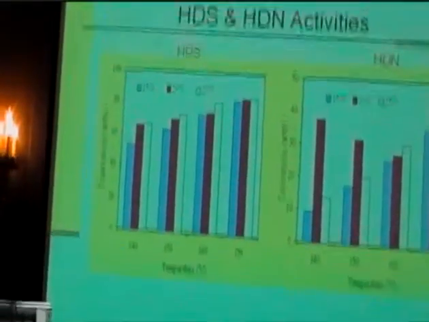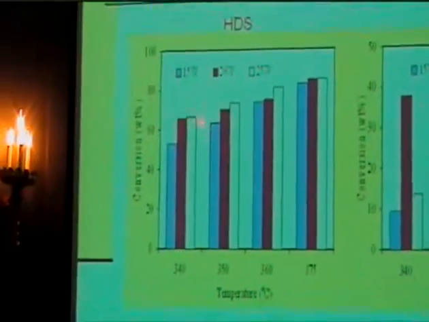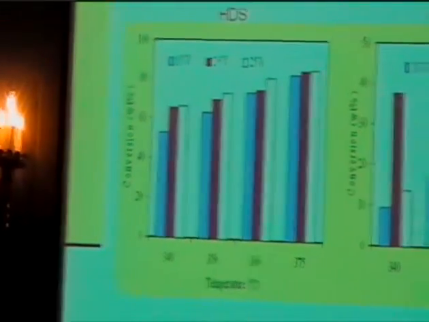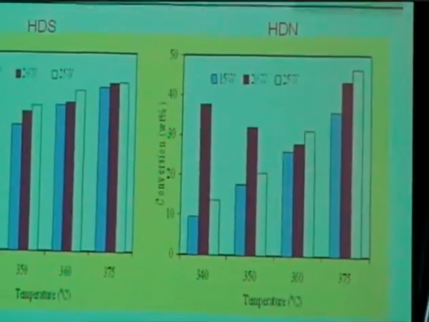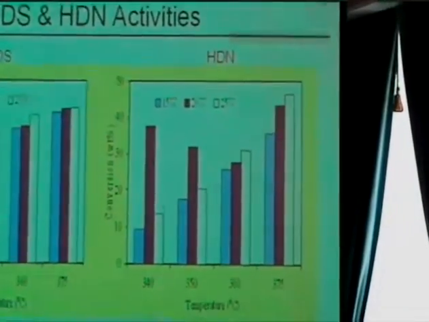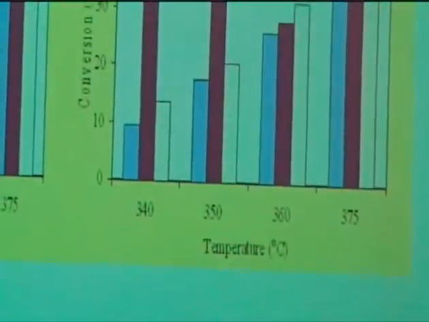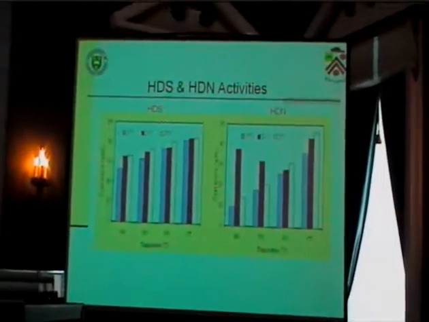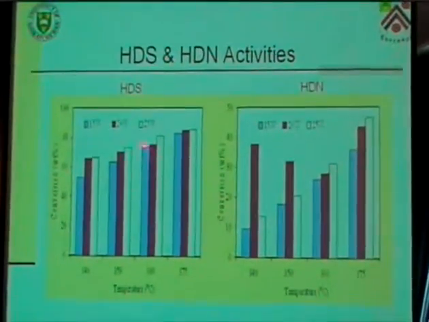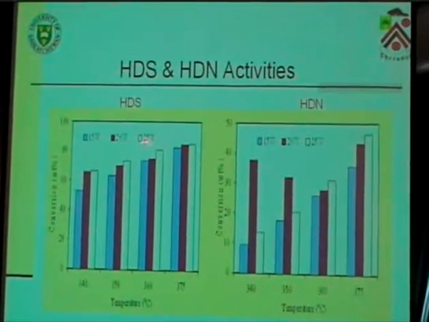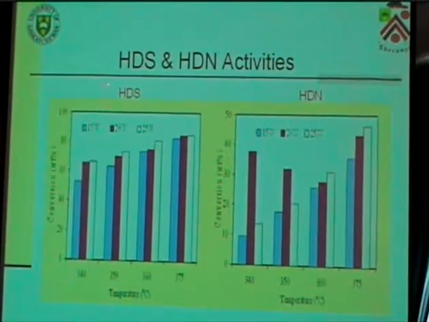Then the catalyst tungsten content was increased further. That is, initially it was kept at 13 weight percent. We wanted to see how that also affected the activity of the catalyst. So we used 15 weight percent, 20 weight percent, and 25 weight percent. And we could see that for HDS, the activity increased with increasing the tungsten loading.